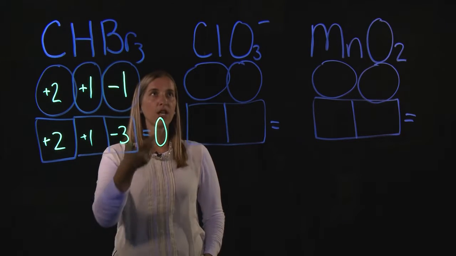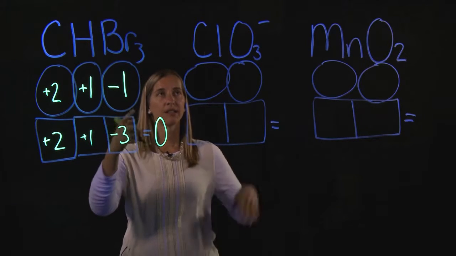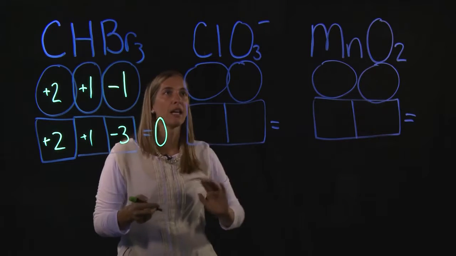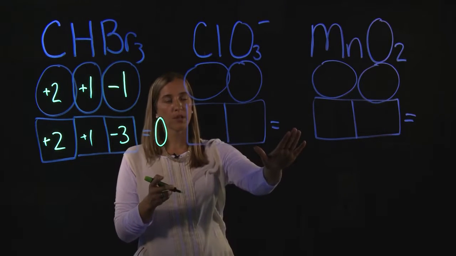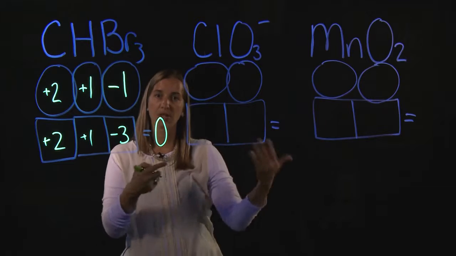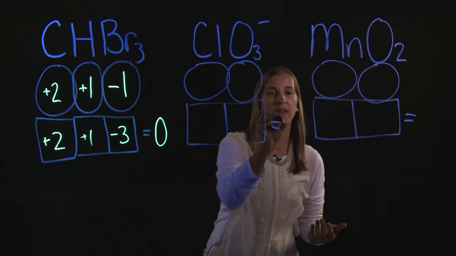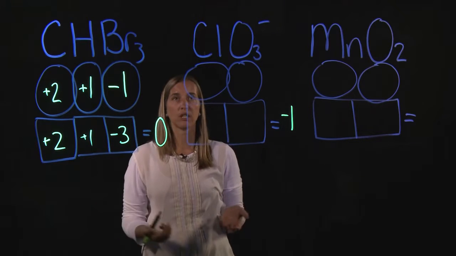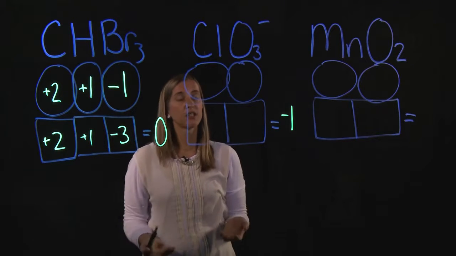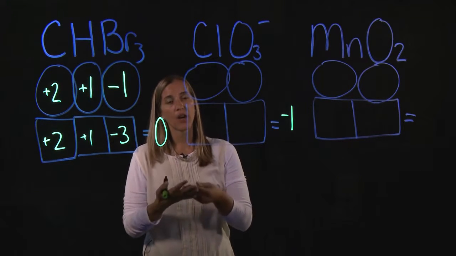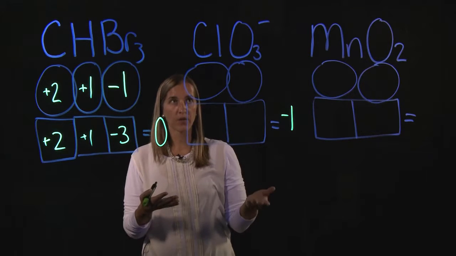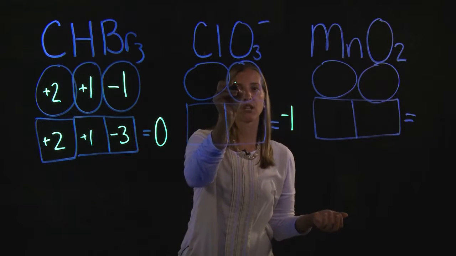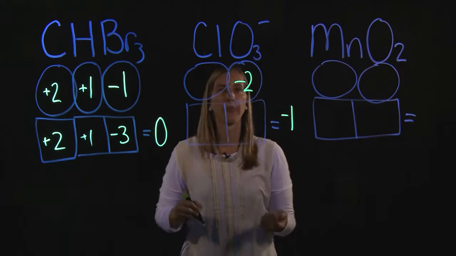Next example, we have ClO3 -1. Here's a case where you have an ion, a polyatomic ion in this case, and so the total oxidation numbers have to add up to the charge of the ion. Now we do the same process again. Usually chlorine, a halogen, is going to be -1. However, the rule for oxygen will hold out first, and we know that oxygen is going to be -2.